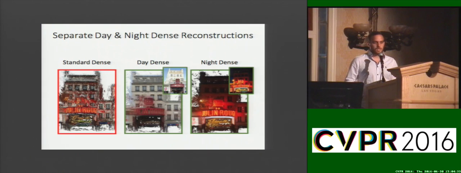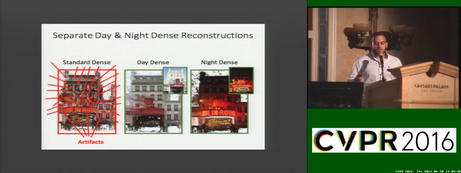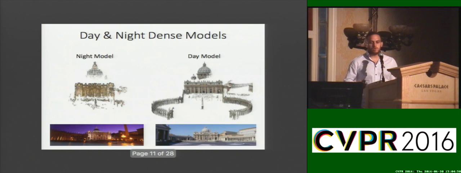So, for example, for standard dense, there are artifacts appearing both in structure and appearance. For example, here, or actually everywhere. And these artifacts don't appear in separate day and night dense models. However, not everything is perfect. There are problems also in separate models. For example, some parts in the night model are just too dark to be reconstructed.